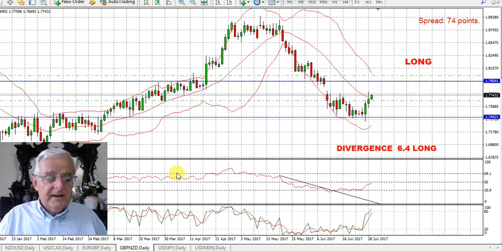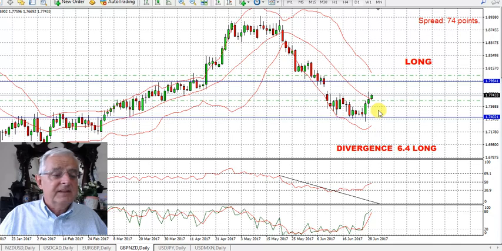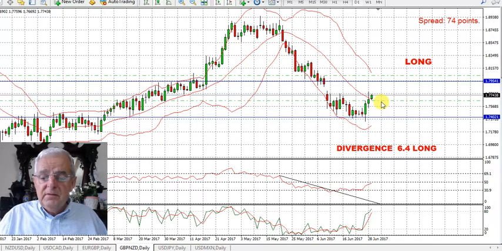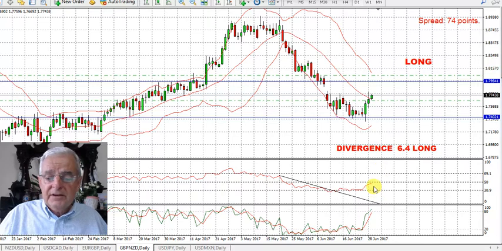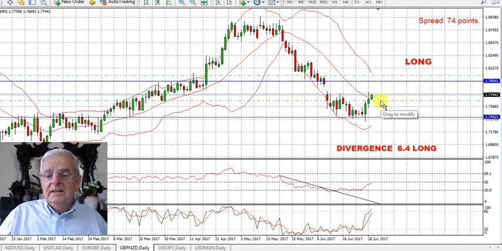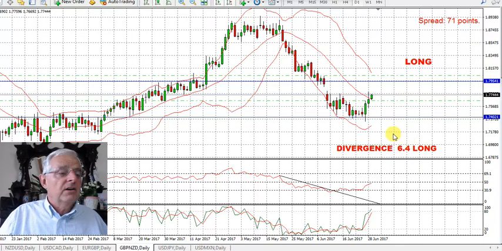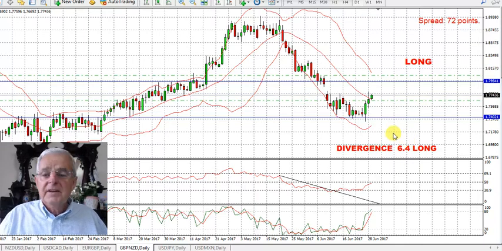British pound, New Zealand dollar. Just in profit, just above my entry point. We're coming up to the 50 on the RSI. There's a 6.4 to 1 long divergence on the commitment of traders. I'm expecting this to go long.